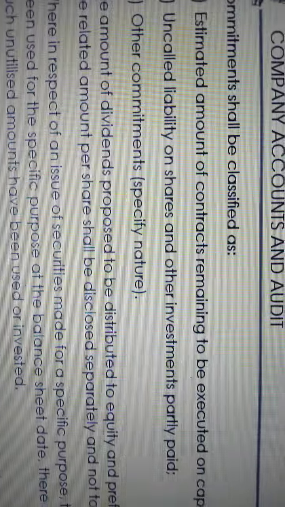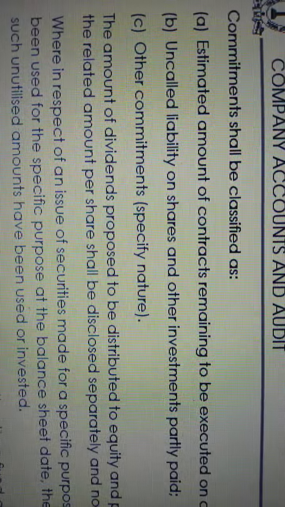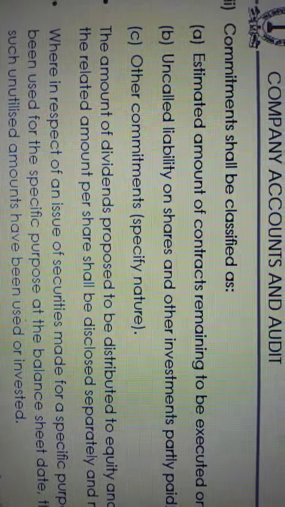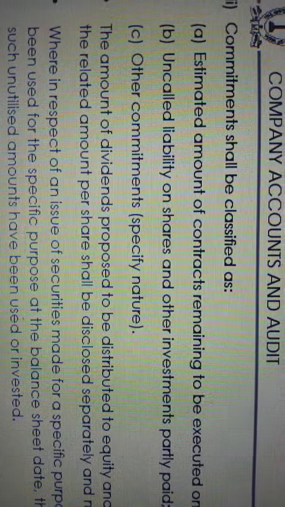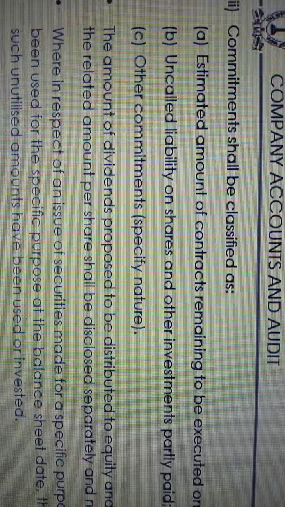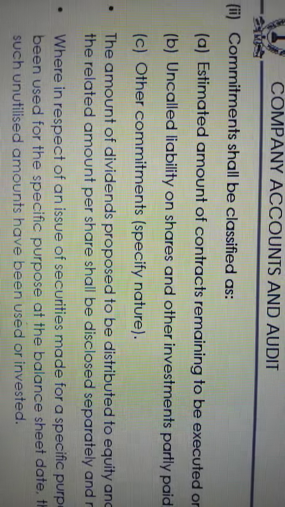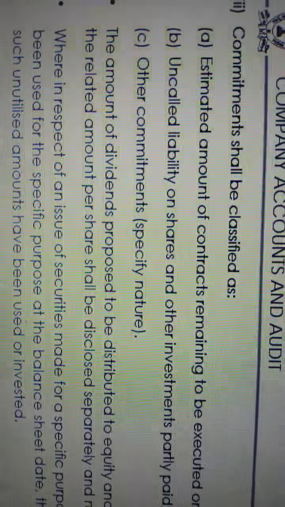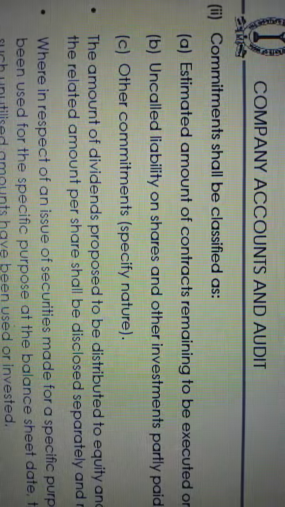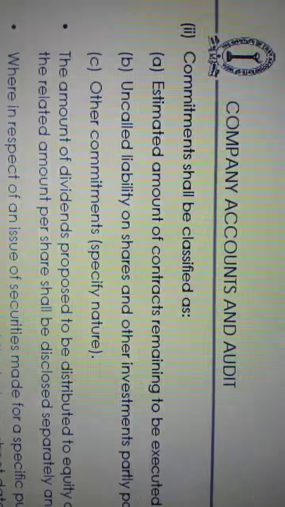I invested in one company, their share price is 100 rupees, they called up only 80 rupees, and 20 rupees is not called up by them. If they call up 20 rupees, I will pay that 20 rupees to that company. That is commitment. I already committed, but it was not called up by that company, so I did not pay it. So whatever the commitment, I have to write separately. Then what is the next point?